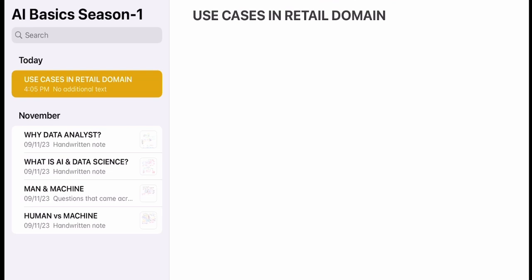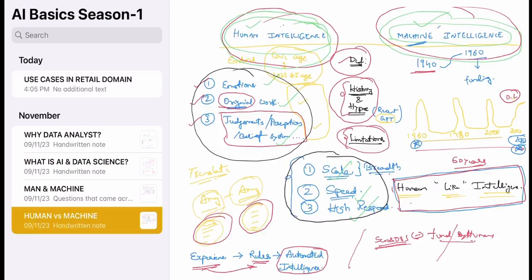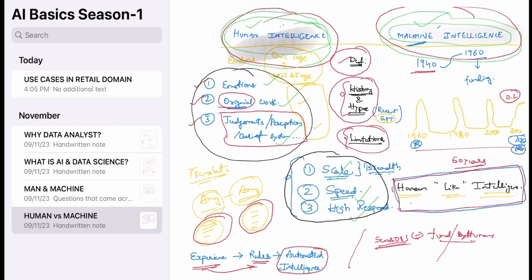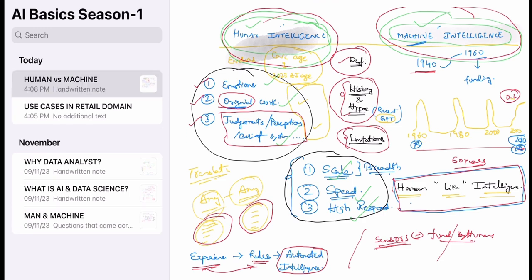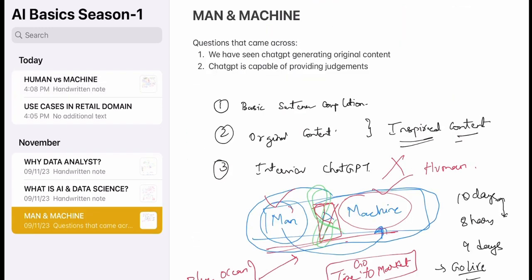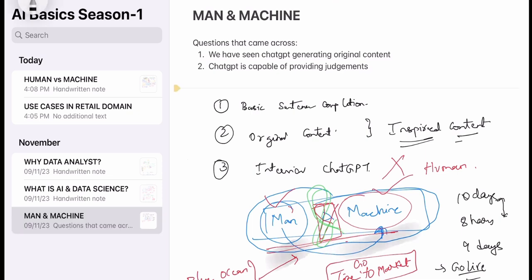Let's revisit what we have learned so far. In our first video, we delved into the fundamental distinctions between human intelligence and machine intelligence. In the second installment, we have learned that it is not man versus machine, but it is man and machine.